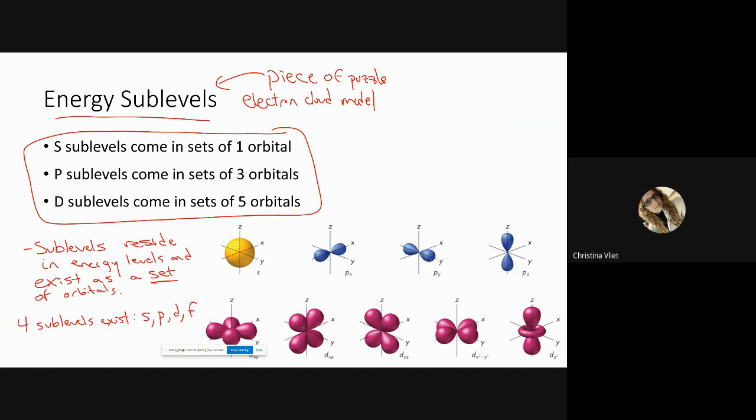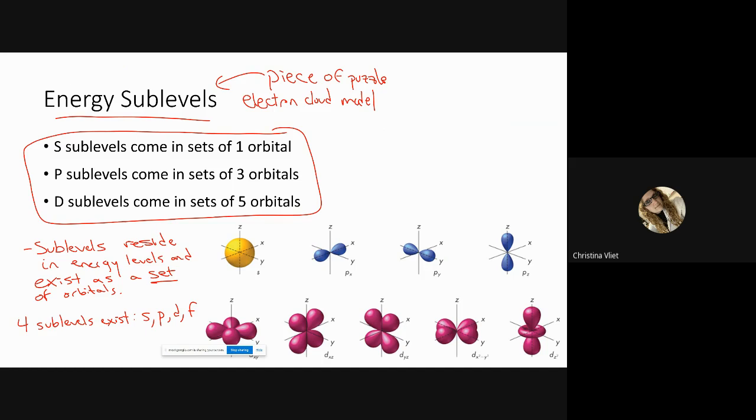However, if you have a P sublevel in your energy level, which I know sounds like nonsense coming out of my mouth right now, but like I said, pieces of a puzzle, it always comes in a set of 3 orbitals, 3 P. And D sublevels, whenever you see D mentioned in an energy level, comes in a set of 5 orbitals. And these are the 5.